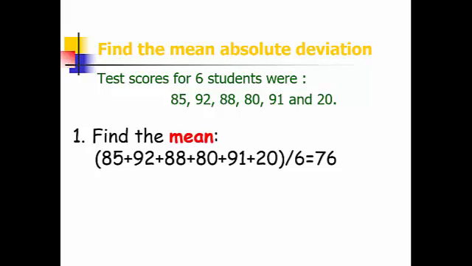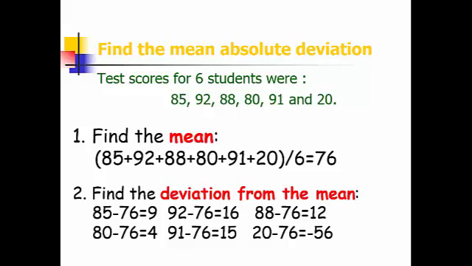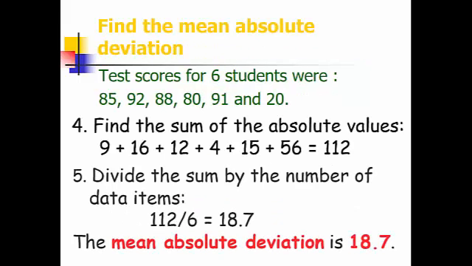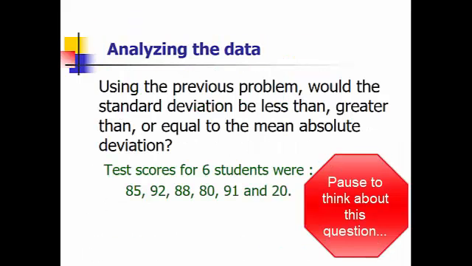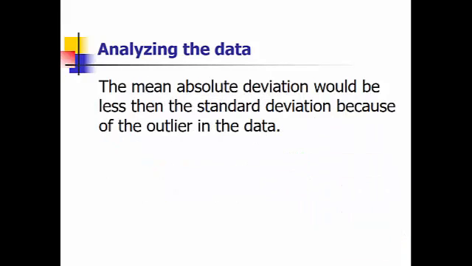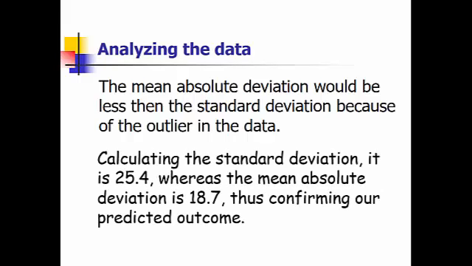The next step, we are going to subtract each data point from that 76, and we get those 6 values. Then we take the absolute value of those and divide by 6. So the sum of the absolute values was 112, divided by 6 is 18.7. The mean absolute deviation is going to be less because there was an outlier. Calculating the standard deviation, it's 25.4, and the mean absolute deviation is 18.7.